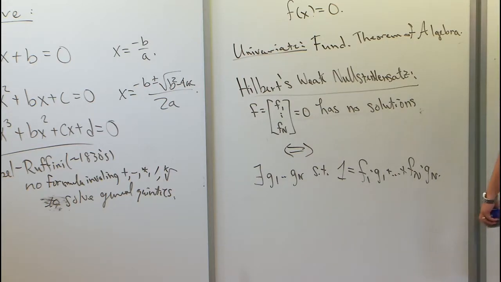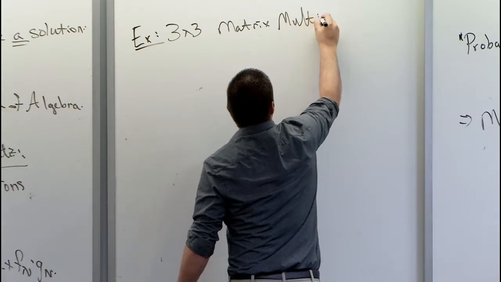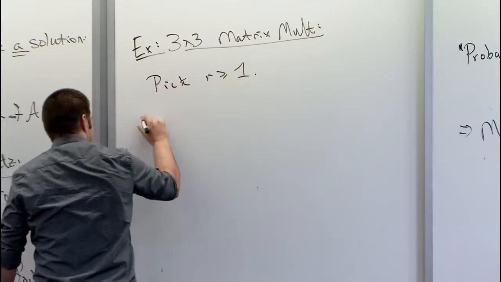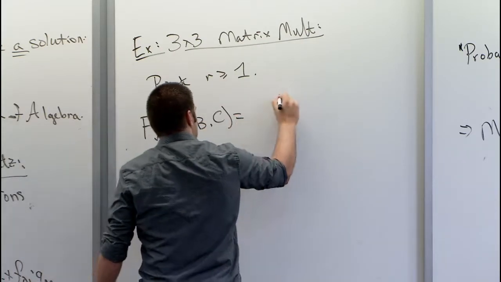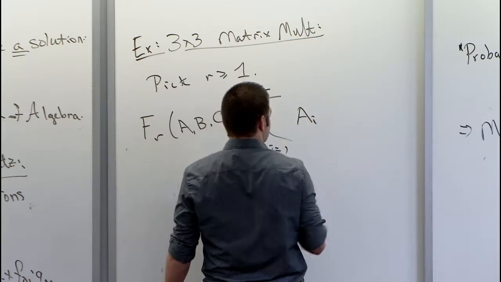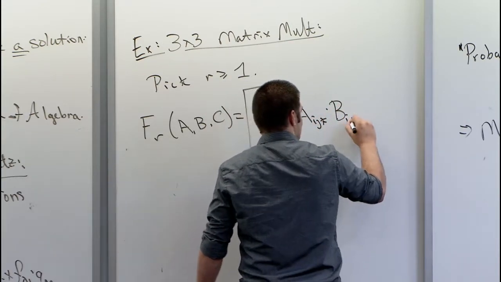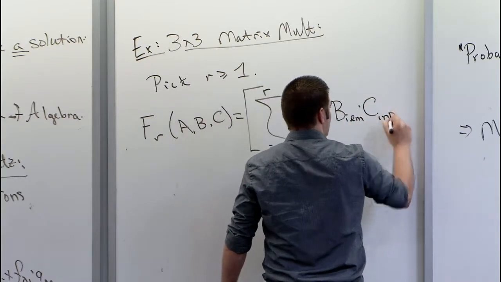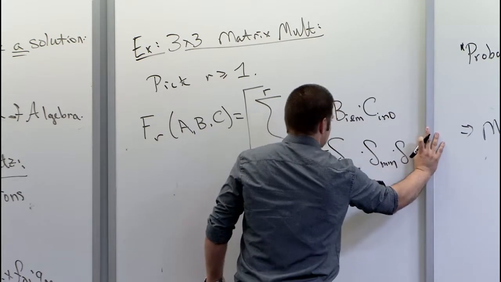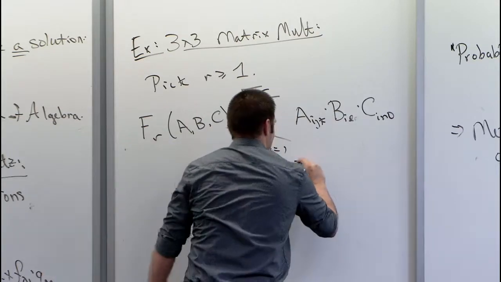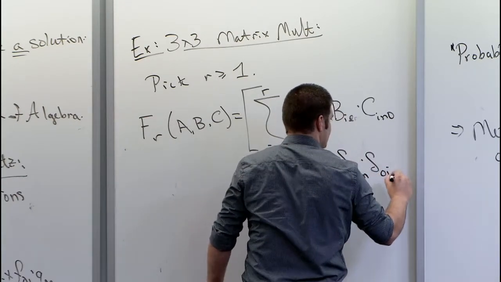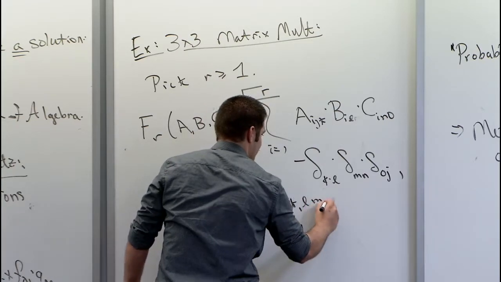Let's look at 3 by 3 matrix multiplication. So pick your favorite R and look at the system: the sum over i equal 1 to R of a_i,jk times b_i,lm times c_i,no, minus the Kronecker deltas of these, k and l, m and n, and o and j. And here I loop over all j, k, l, m, n, and o from 1 to 3.